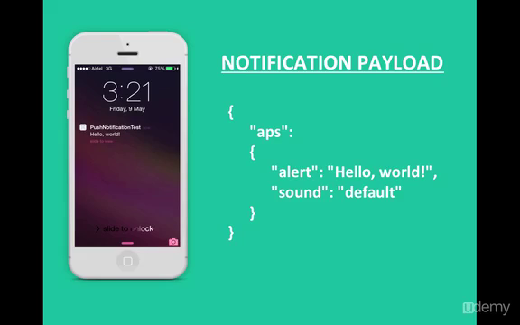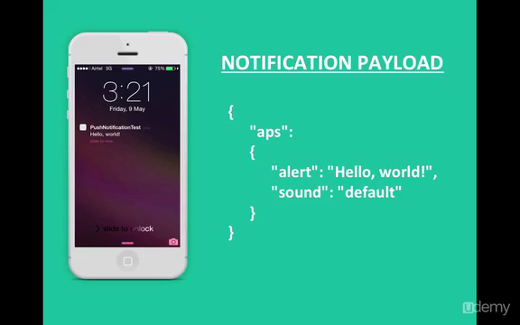For each notification, compose a JSON dictionary object. This dictionary must contain another dictionary identified by the key aps. The aps dictionary contains one or more properties that specify the following actions: an alert message to display to the user, a number to badge the application icon with, and a sound to play.